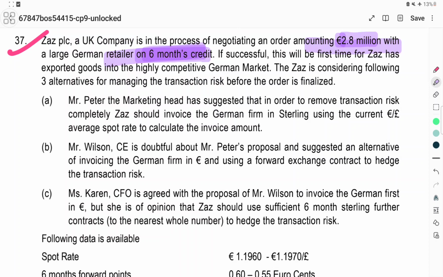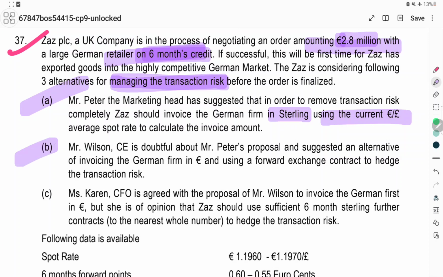Great. If successful, this will be the first time for the UK company to export goods into a highly competitive German market. The UK company is considering the following 3 alternatives to manage the transaction risk before the order is finalized. The first one: Mr. Peter, who is the marketing head, has suggested that in order to remove the transaction risk completely, the UK company should invoice the German firm in sterling, that is pounds, using the current euro by pound spot rate, the average spot rate, to calculate the invoice amount.